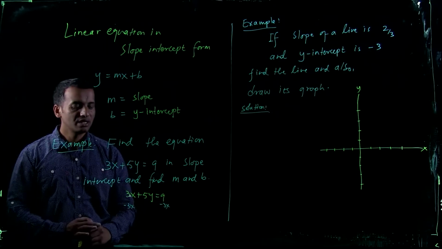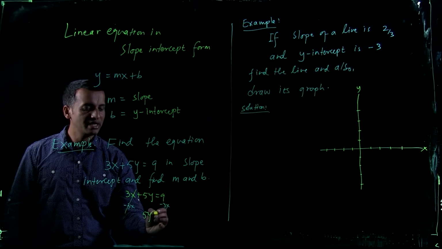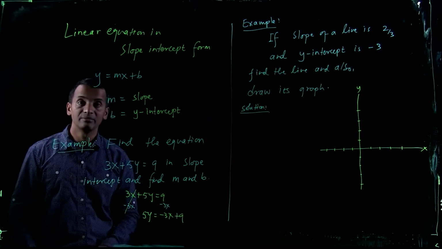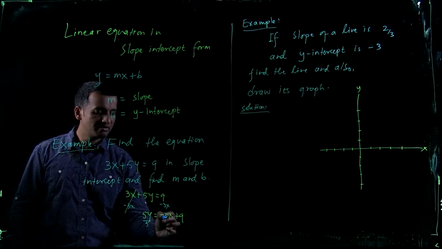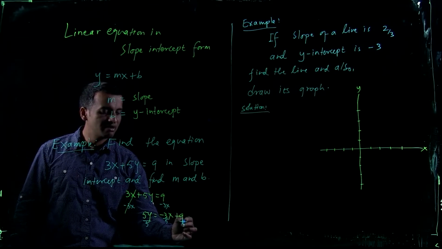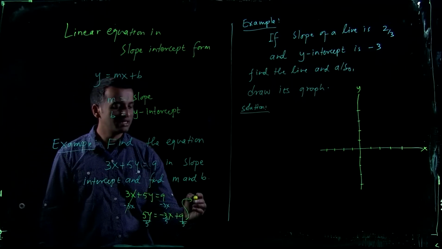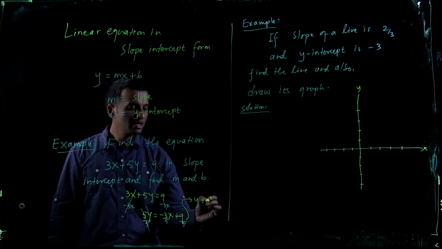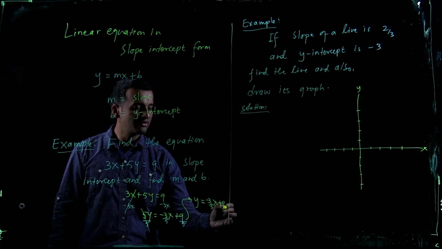So what do you get? The 3x cancels and you get 5y equals negative 3x plus 9. Makes sense? Next, you divide by 5 on both sides. So what do you get? Your final answer is y equals, because the 5 and 5 cancel, negative 3/5 x plus 9/5.